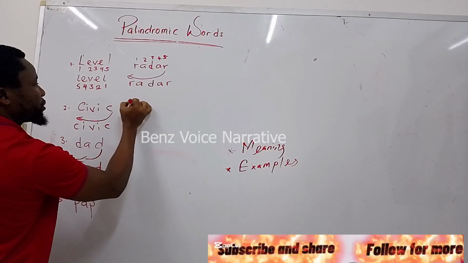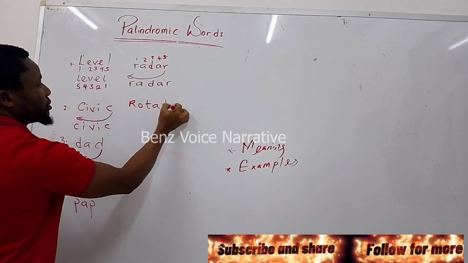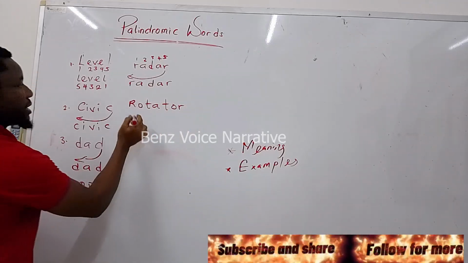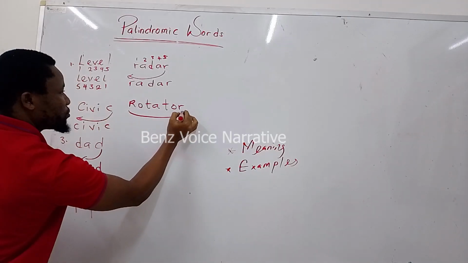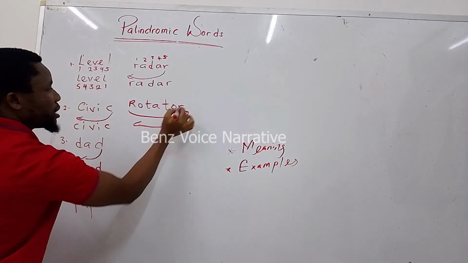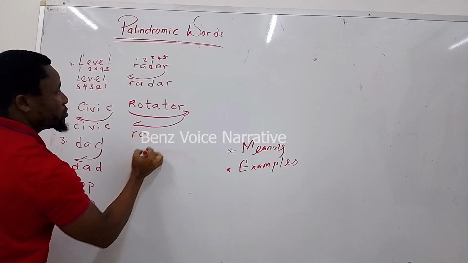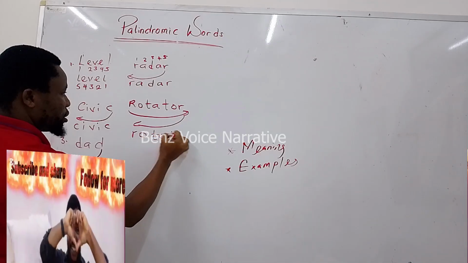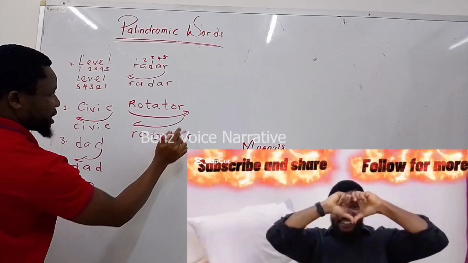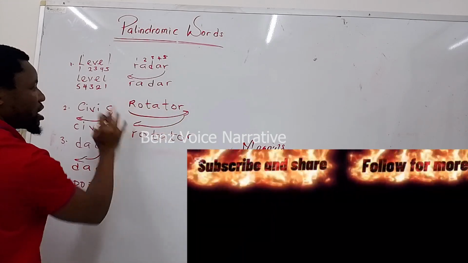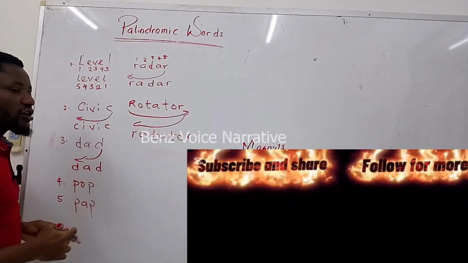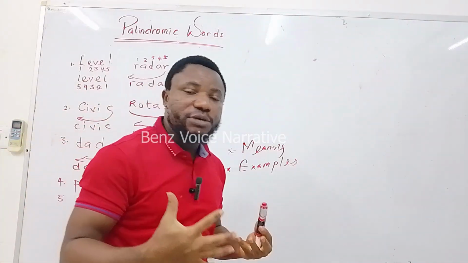Another example is the word rotator. If you read forward, it's rotator. If you read backward, R-O-T-A-T-O-R, rotator. So these are common examples of palindromic words.